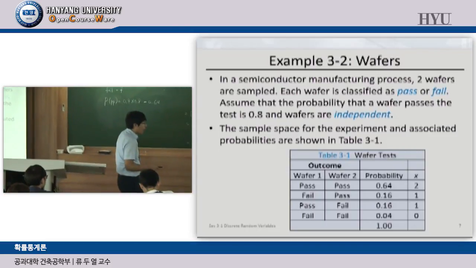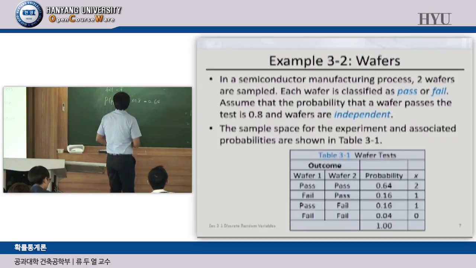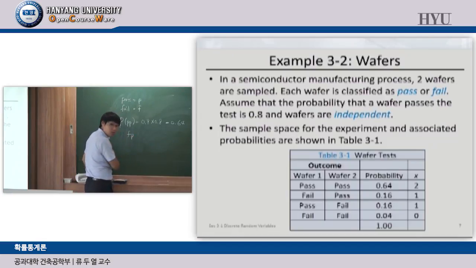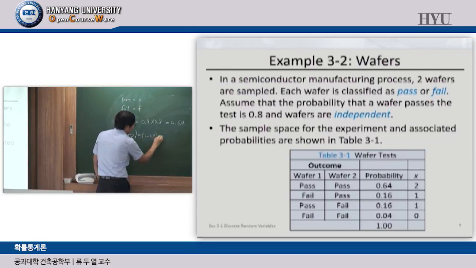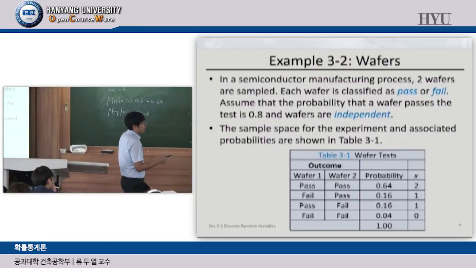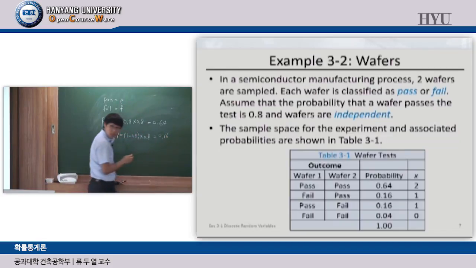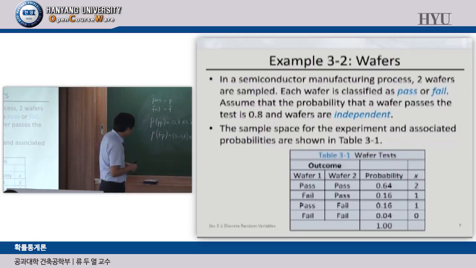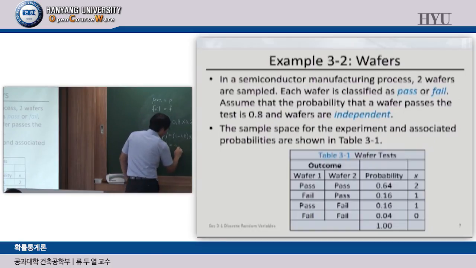And there is also a possibility to obtain the first wafer being classified as fail, and the second wafer being classified as pass, right? So in this case, the probability of this case could be (1 minus 0.8) multiplied by 0.8, right? Since we have the probability that a wafer passes as 0.8, the failure probability should be 0.2, okay? So that equals 0.16, okay? And there is also a possibility that we can select the first wafer as pass and second wafer being classified as fail. So the probability of this case can be 0.8 multiplied by 0.2, that equals 0.16.